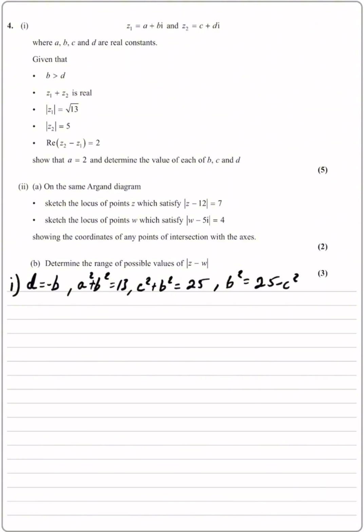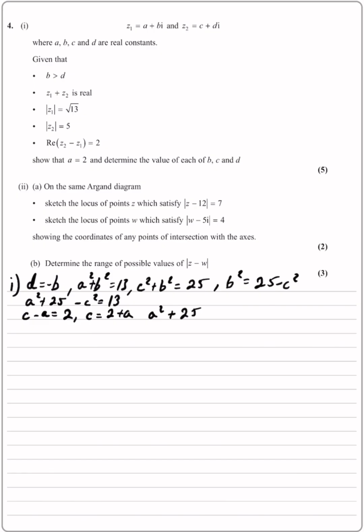Subtract c squared from both of those, b squared is 25 minus c squared. Then going back to the a squared plus b squared equals 13, we can replace b squared with 25 minus c squared. We know that c minus a must be equal to 2, because the real part of z2 minus z1 equals 2. And so c must be equal to 2 plus a.